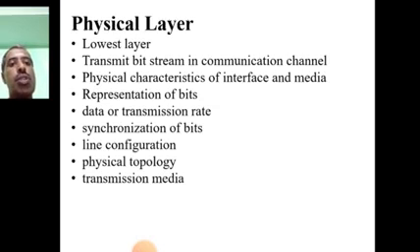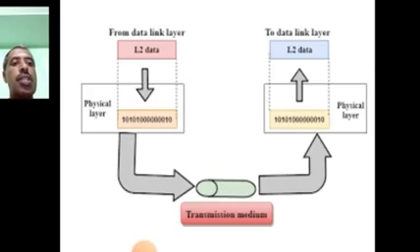We mostly use a number of physical topologies and transmission media. This is a simple architecture of the physical layer. The data link layer receives a frame from the physical layer, which is converted to binary streams, ones and zeros. The ones and zeros are transmitted over the transmission media. We use two types of media, wired and wireless. Here we use wired media to transmit the data from sender to receiver. The physical medium we use is called a transmission medium.